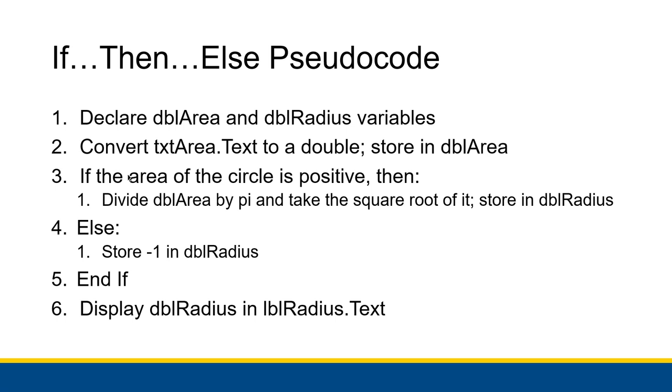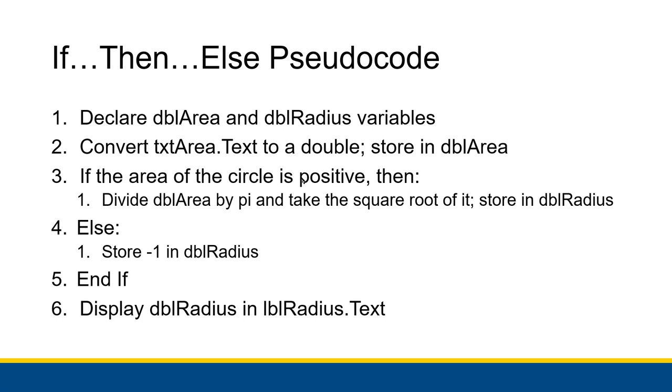Where it's different is if this claim is false, if the area of the circle is not positive. If we get zero, signifying an error up here or the user typing in zero, or a negative number, signifying the user typed in a negative number, then we know it's not valid. We know we can't do the calculation like this.